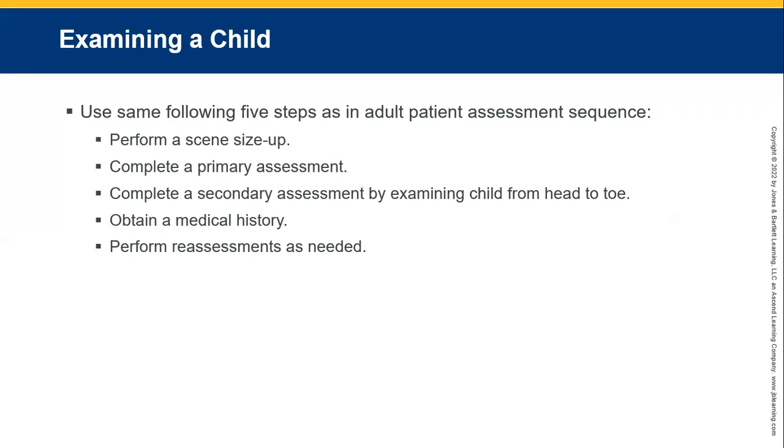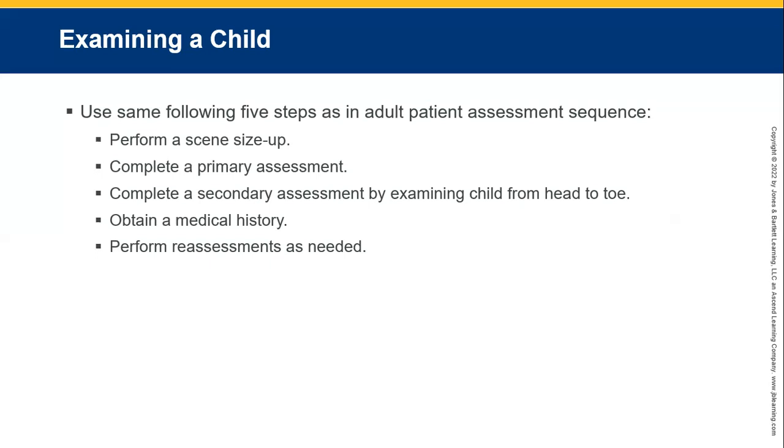Once you've finished your primary assessment, complete a secondary assessment with a head-to-toe inspection. While asking questions, remember to direct them to both the child and the parent. Try to get an accurate history of what's going on. Always do a thorough DOTS exam: deformities, open wounds, tenderness, and swelling. Look for bruising.